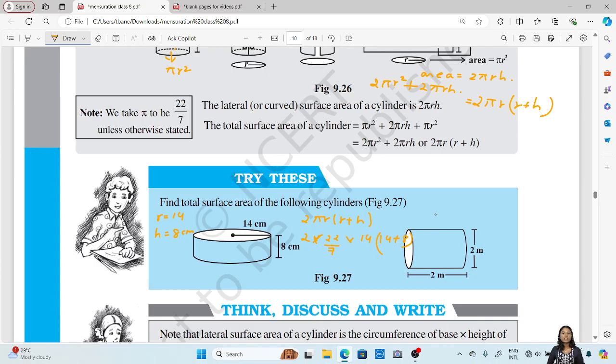So here you can cancel out the 7 and this will become 2. So this is 44. 44 into 2 will become 88, and 14 plus 8 will become 22. So this will give us 88 into 22, which is 1936 centimeter square. So that gives us the total surface area of this cylinder.